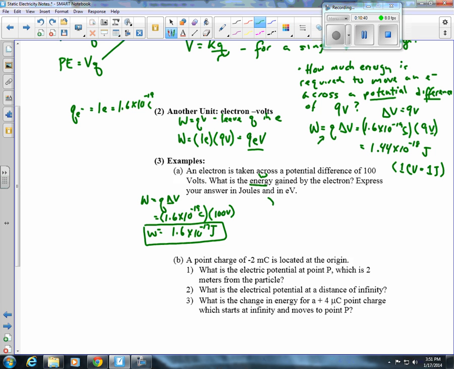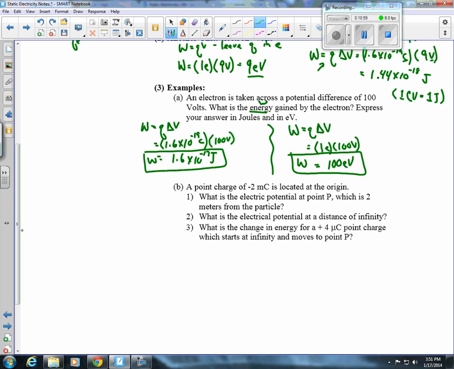Or, if I do it in these, W equals Q delta V, where Q is 1 e for an electron, and delta V is 100 volts. So the work done is 100 eVs. Also a correct answer.